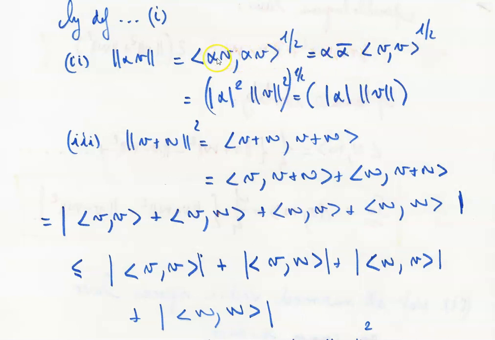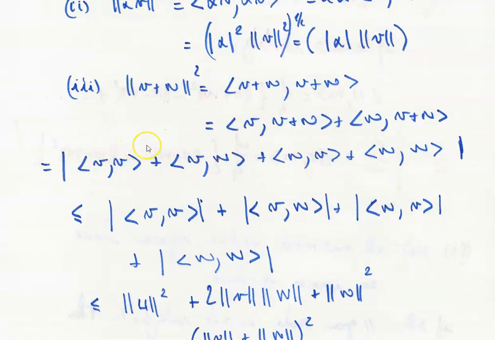Because of sesquilinearity, the alpha gets out of the scalar product and becomes alpha complex conjugate, multiplied by the square root of the inner product of V by itself. So this is equal, at the end, to the module of alpha squared by the norm of the vector V squared, all to the power one half. So which is the product of the module of alpha by the norm of V, which is what we wanted to demonstrate.